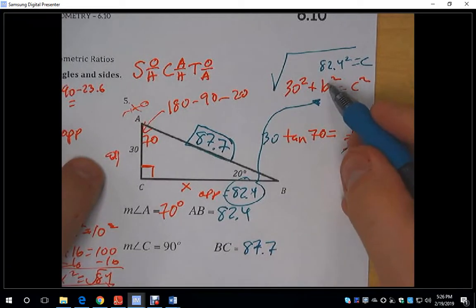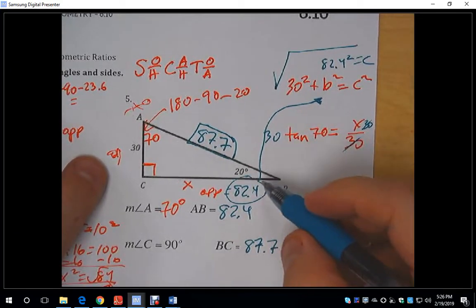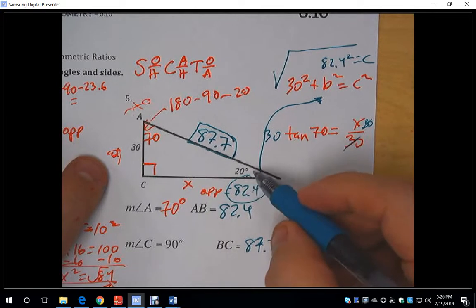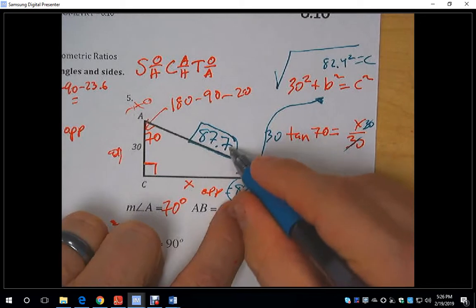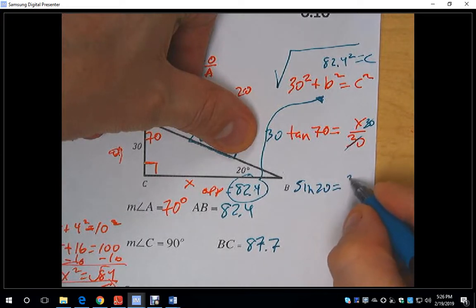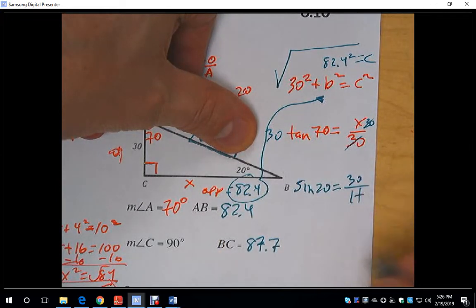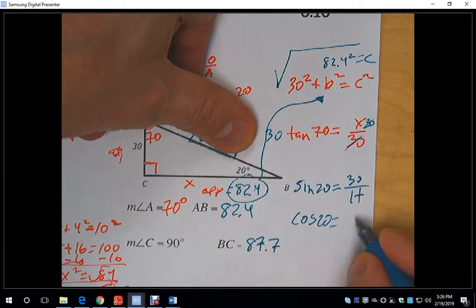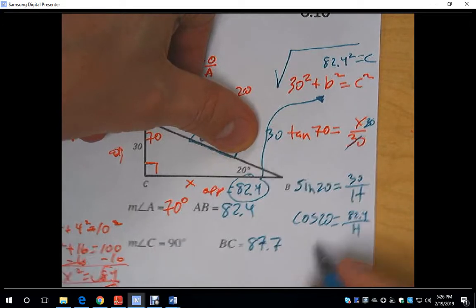But we didn't have to use the Pythagorean theorem. We could have used a different trigonometric ratio to find that. Since we have our angles and we have some sides, to find this side right here, I could have used sine of 20 degrees equals opposite over that hypotenuse that I'm missing. I could have used cosine, which is adjacent over hypotenuse, cosine of this angle, which would be 82.4 over hypotenuse.